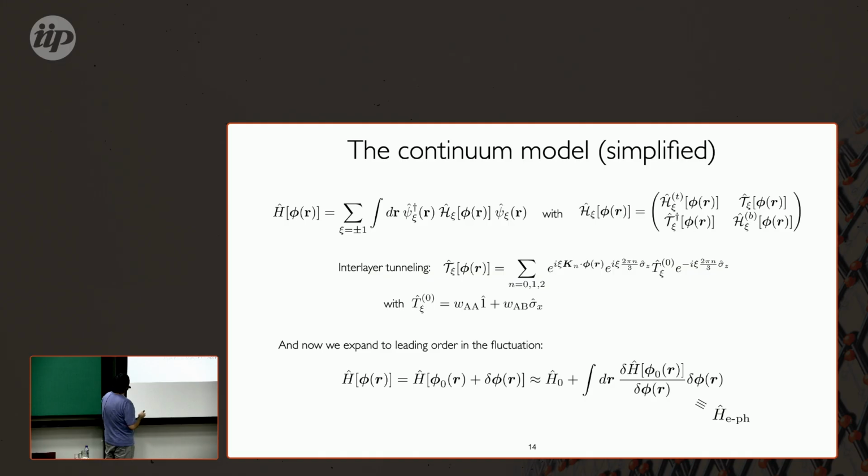Okay. So this looks pretty much like the model we are all accustomed to. The only difference now is that the phase that electrons acquire when they tunnel is now modulated in space by this stacking field.